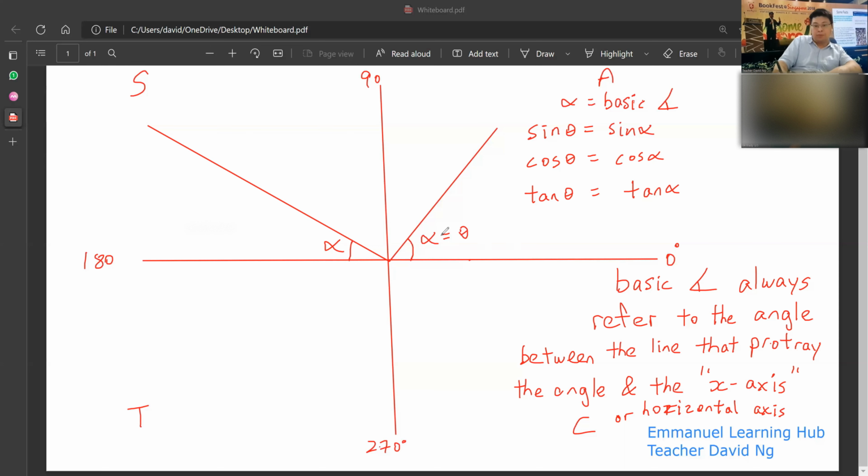Sine theta is sine alpha, or what? Or function, or trigo function, because your alpha is less than 90 degrees. Basic angle always lies in the first quadrant. Clear? Basic angle, not theta. Theta is not the basic angle. The basic angle is alpha, and alpha always lies in the first quadrant.